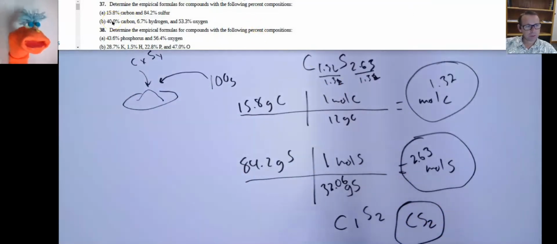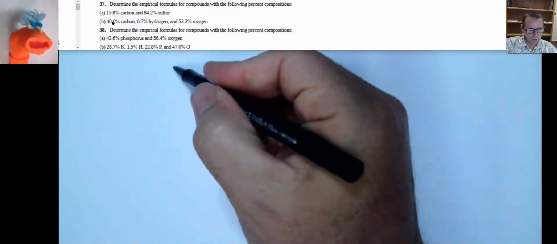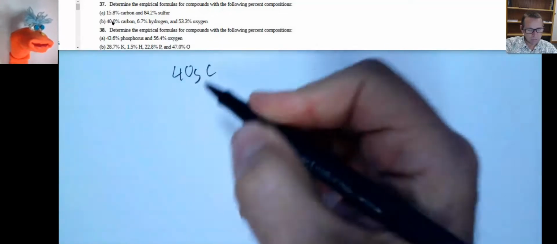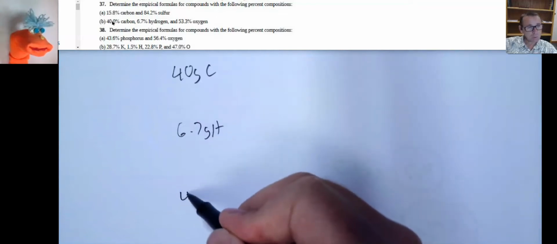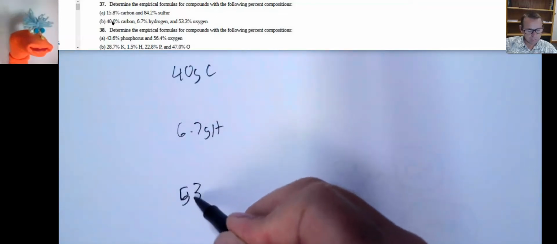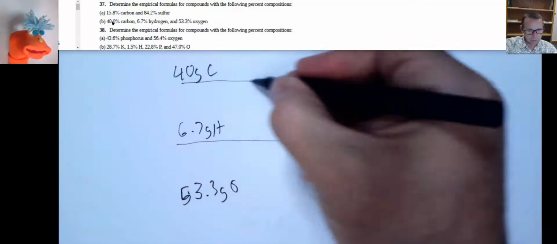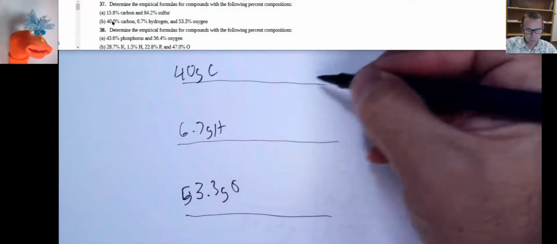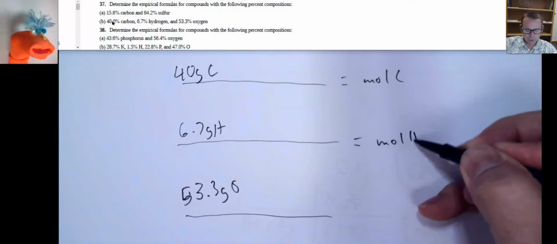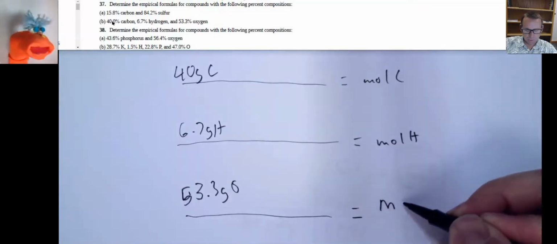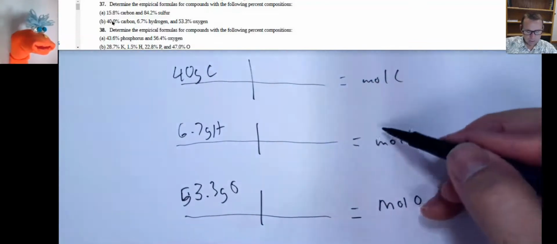So 40 grams of carbon, 6.7 grams of hydrogen, and 53.3 grams of oxygen? That's right. 40 grams of carbon. How much did you say? 6.7. 6.7 grams of hydrogen. 53.3 grams of oxygen. All right, now what do I want to do with those? Convert them to moles. That's right. Why do I want to go to moles? Because that's what the empirical formula is. It's the molar ratio of those different elements. That's right. Good.